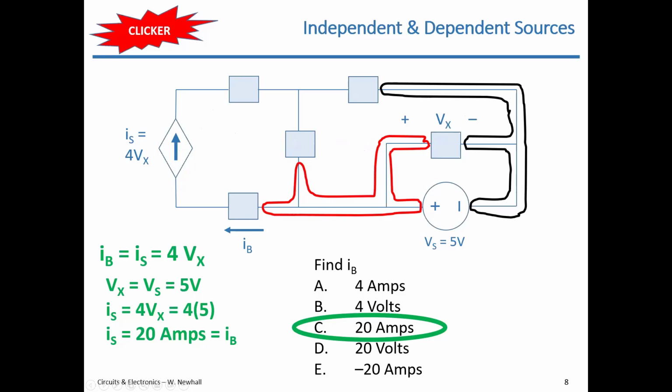Someone asks, if the reference direction for Vs was flipped, would Is be negative 20 amps? Yeah, if Vs was flipped, so if I put plus on the right and minus on the left for Vs, then Vx would be negative 5 volts. Is would be negative 20 amps. So that's right. And don't worry about negative voltages and negative currents. Those values are just fine when they turn out to be negative.